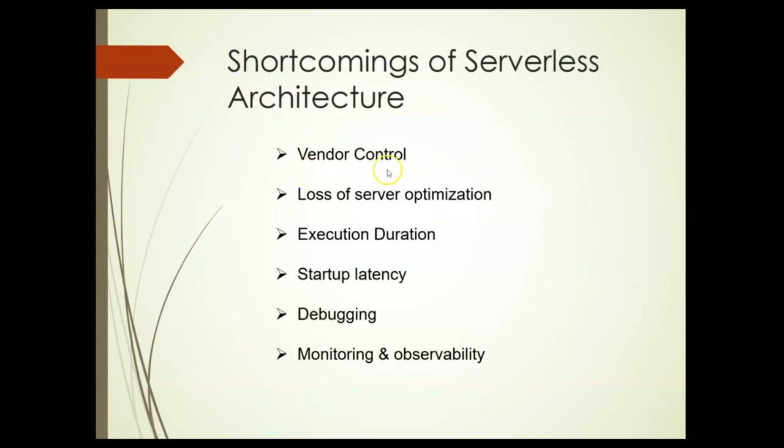First is vendor control. As you can see, there are very limited options we can choose in the serverless architecture, in Lambda, actually in AWS, which we have seen. Like what languages we can select, what version we can select. There are limited versions available. We can't just go for any version and try to deploy it. So most of the control is with the vendor. Loss of server optimization. Okay.